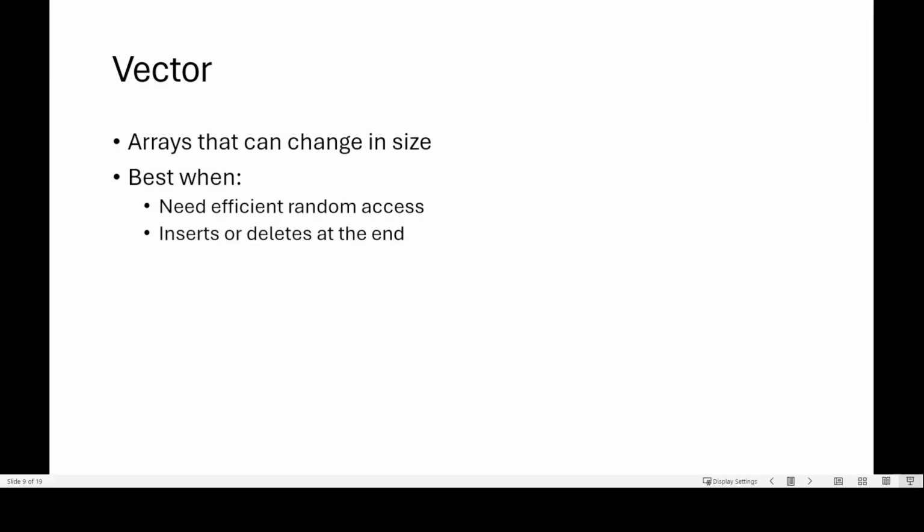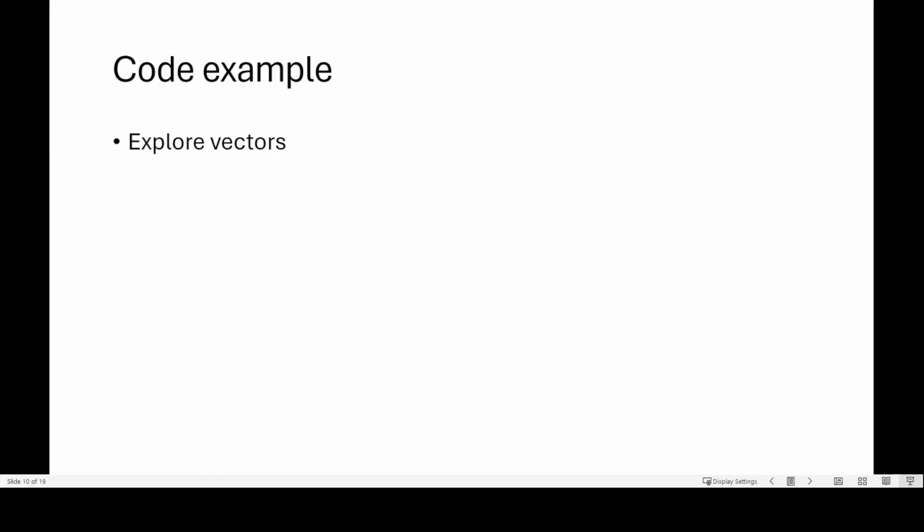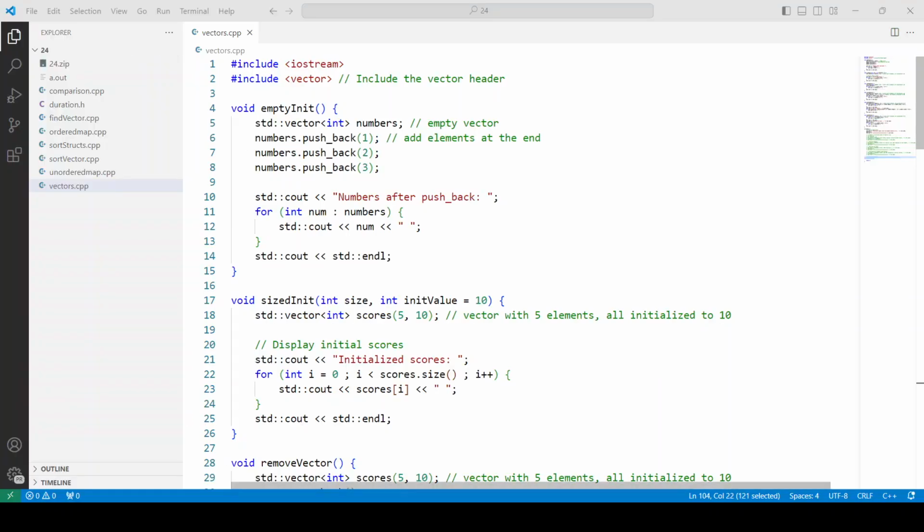Start with the vector container. These are essentially arrays that can change in size, just like the dynamically allocated array that we've been implementing over and over. And these are best for cases where you need efficient random access to data, and the inserts or deletes are always at the end of the array. So let's look at a code example to explore vectors. So let's see how we can use the vector STL container. The first thing we need to do is to include the vector header.